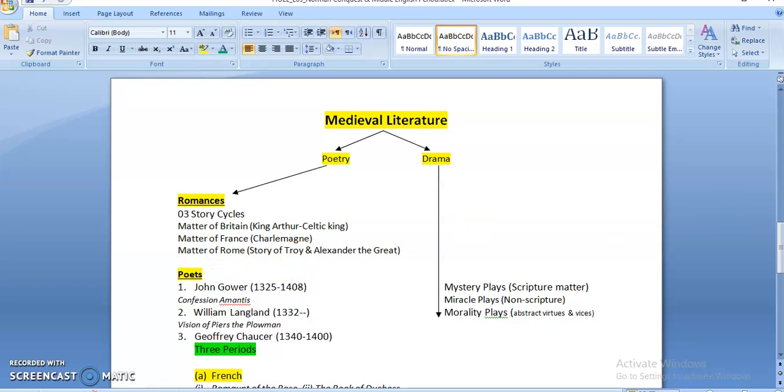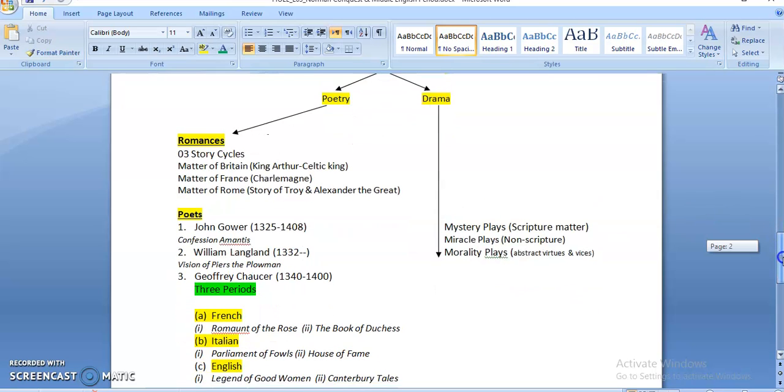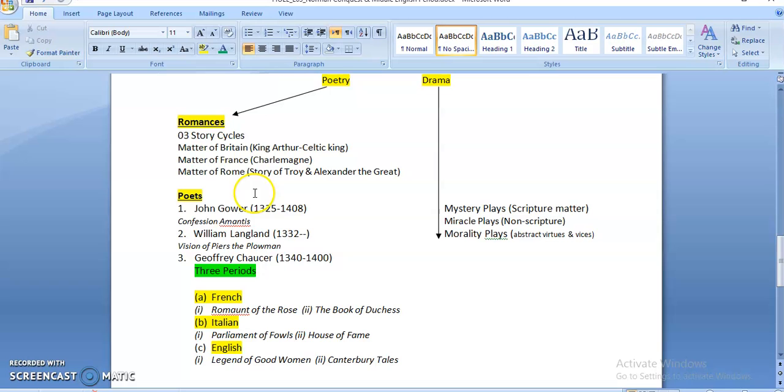Now coming to other poets of the Middle English period, three names shine. One was John Gower. He wrote Confessio Amantis. Other works are also there, but I'm quickly touching all this. William Langland, he wrote Vision of Piers the Plowman, and Geoffrey Chaucer.